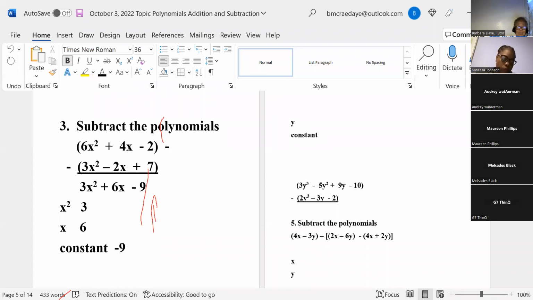Any questions on subtracting? You've got another one coming up. Any questions? That means everybody understands it, right?